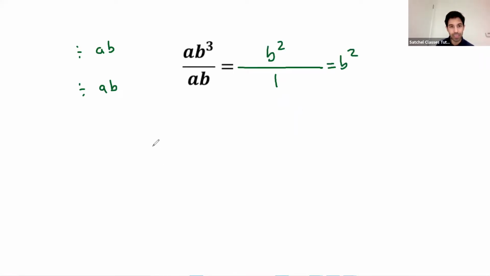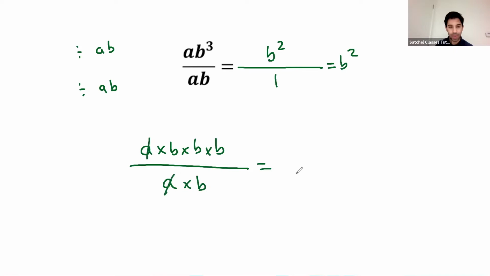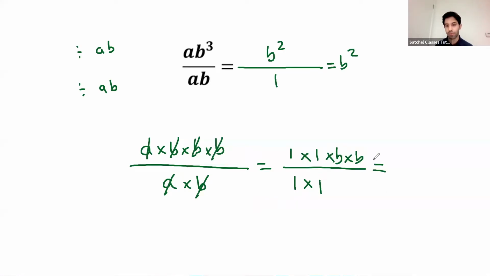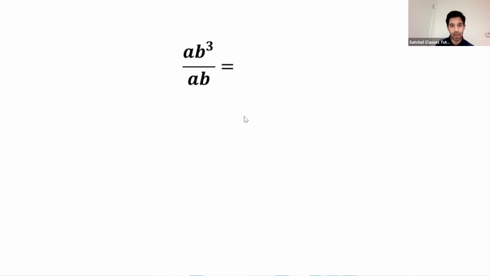Now I could have rewritten this as a times b times b times b over a times b. Now the a's cancel out. I have 1 and 1 on the top and the bottom. The b's cancel out. I have 1 on the top, 1 on the bottom, and then I will have a b and another b, and that's all the terms dealt with. 1 times b gives us b squared over 1, which is simply b squared. Okay, and if I clear all the drawings, we can do another example.